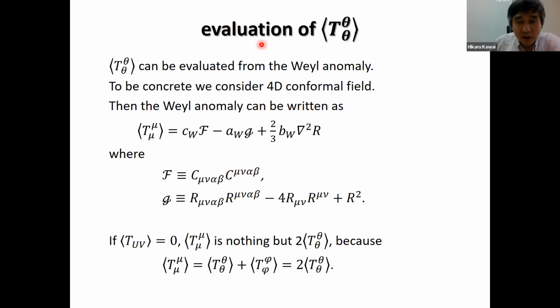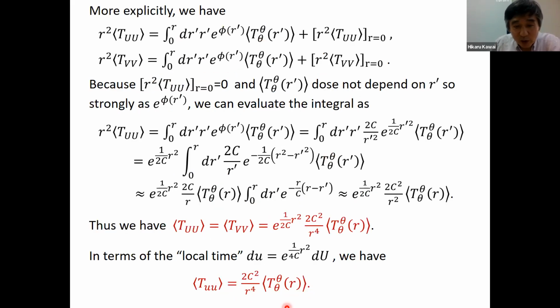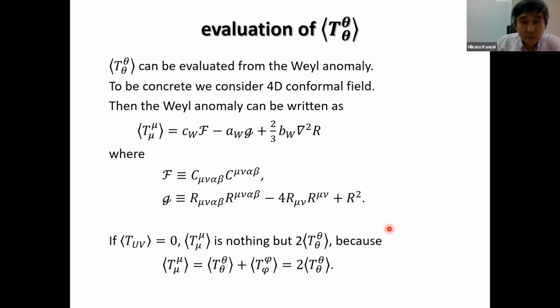So then the problem is reduced to evaluating T theta theta. And as we discussed, T theta theta can be easily evaluated from the Weyl anomaly in four dimensions. To be concrete, we consider a four-dimensional conformal field. Then the Weyl anomaly can be written like this.